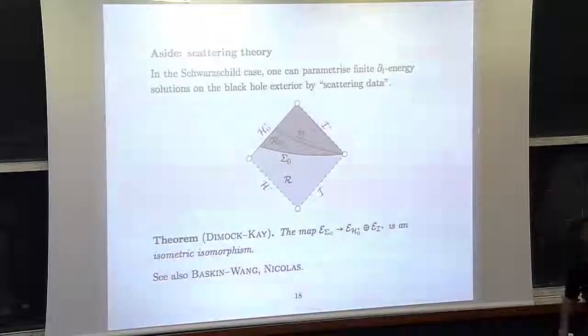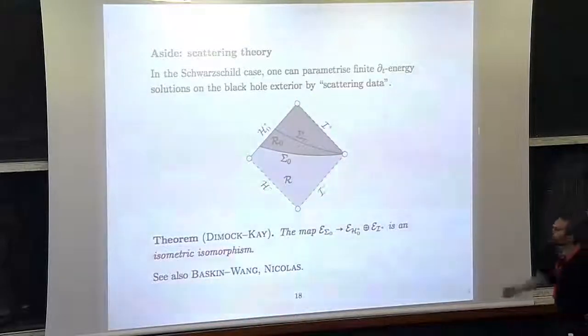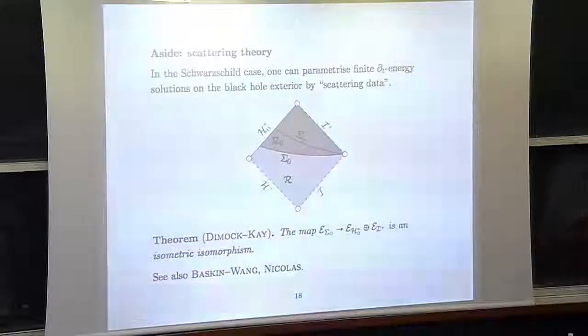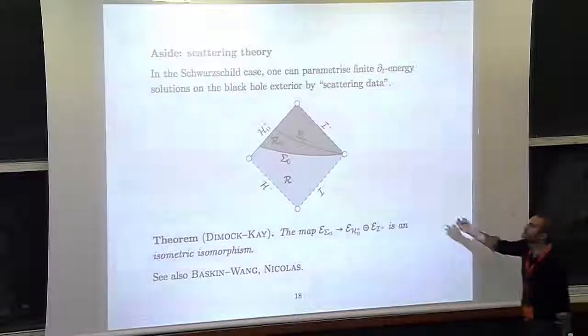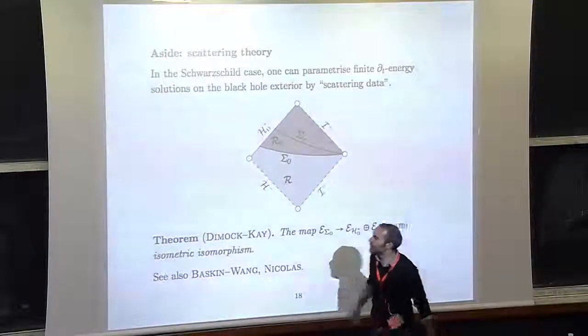So let me just, before leaving the context of the blueshift effect, mention as an aside another setting where the blueshift effect rears its ugly head. This setting is scattering theory. So let me first remind you of a classical result in scattering theory for the wave equation on the Schwarzschild exterior. It's a classical theorem of Dimock and Kay that you can parameterize finite T energy solutions.